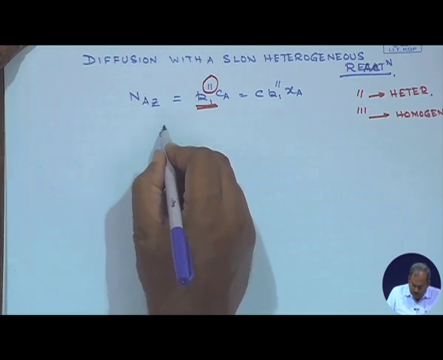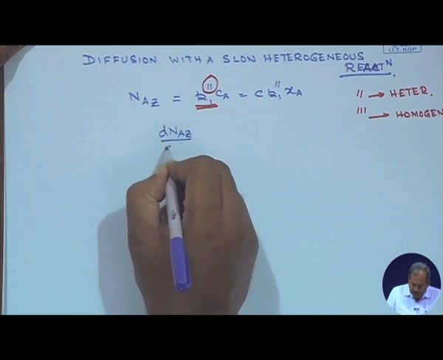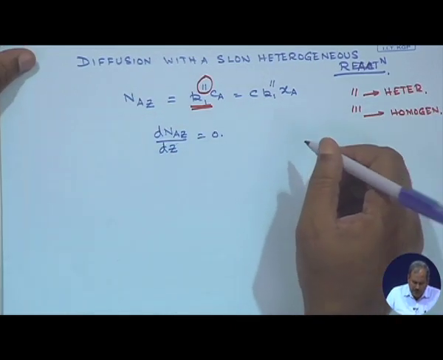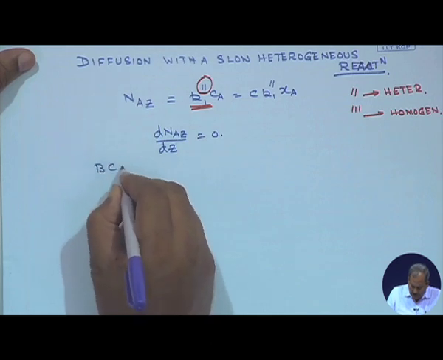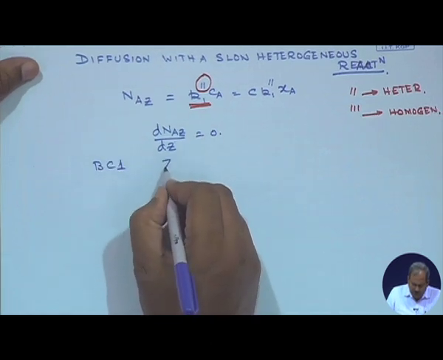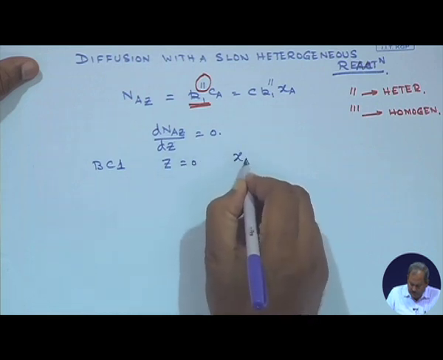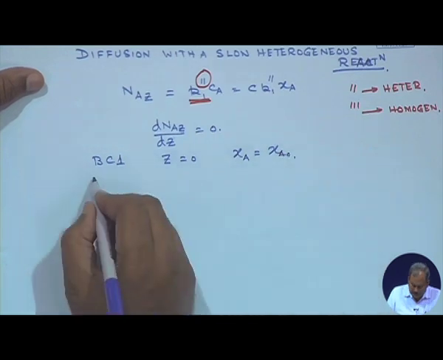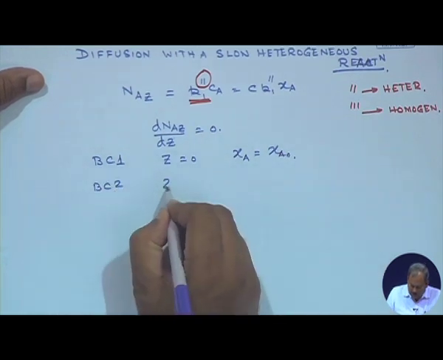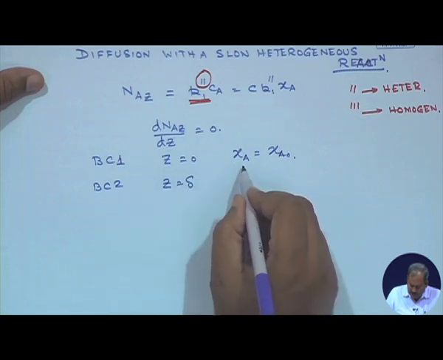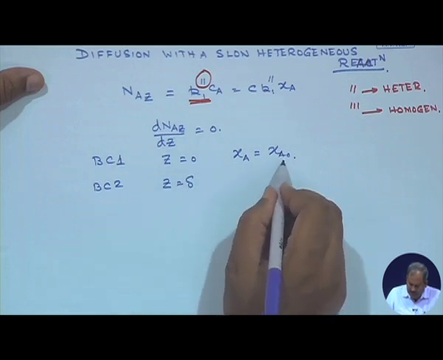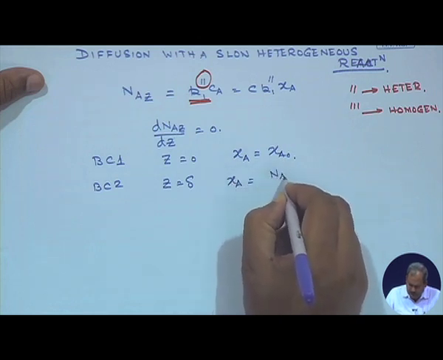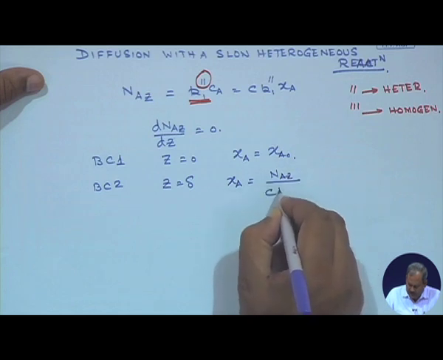So, the governing equation will remain the same as I have said before, dNZ/dz equal to 0, and the boundary condition 1 will remain unchanged, that is, at z equals 0, x_A is equal to some known mole fraction x_A0. The boundary condition 2, which is at z equals delta: previously the boundary condition that we used is x_A equal to 0. What I am going to use here is N_AZ divided by C, k1 double prime, times x_A.